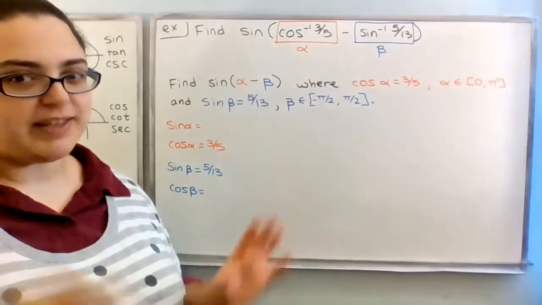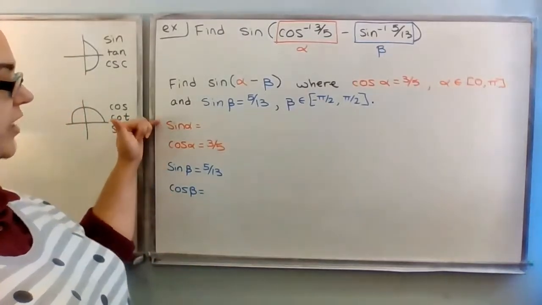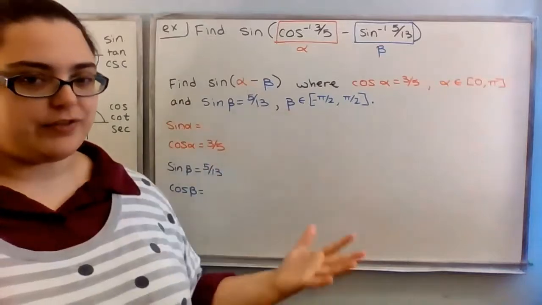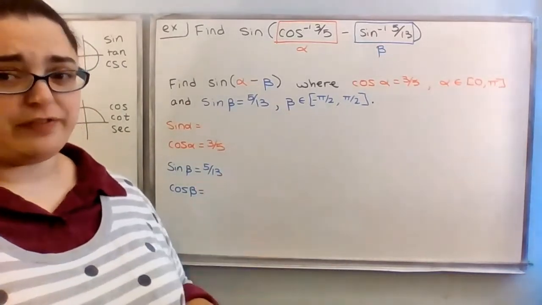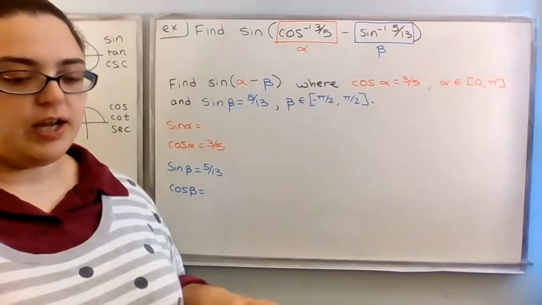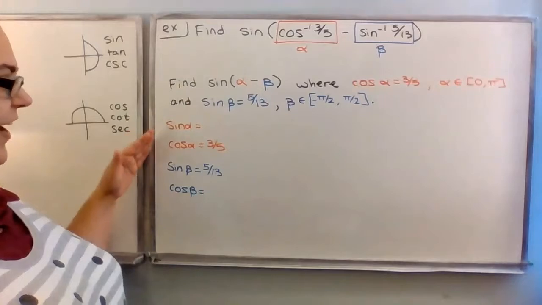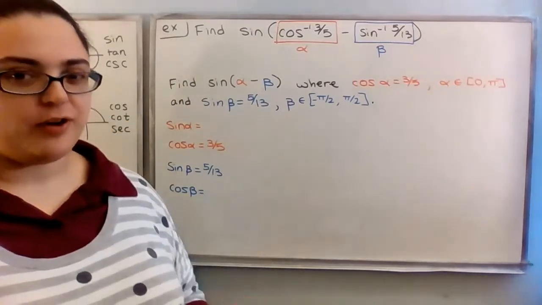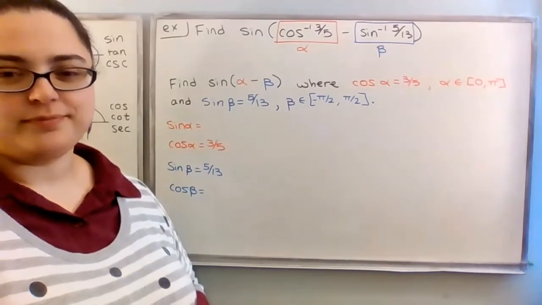All right, so how about we break this problem down into chunks? So we need to figure out sine of alpha and cosine of beta before we can apply the difference formula. So pause the video here. You can use your trig definitions, or you can use the Pythagorean identities, to find either sine of alpha or cosine of beta. So pause the video here and work through that. And when you're done, we can check our answers together.